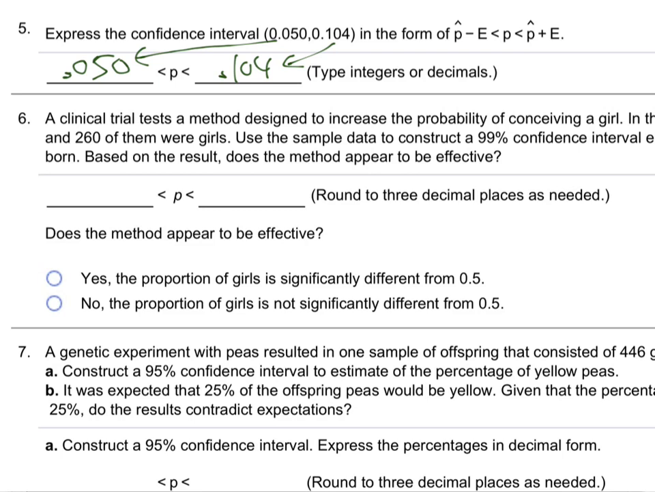0.104. 0.050 to 0.104. All right, let's go to number 6.